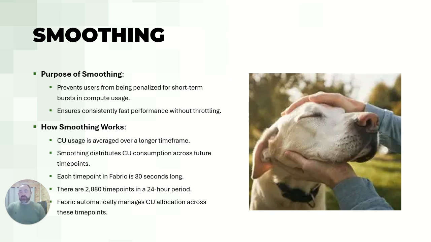So smoothing works by averaging that CU over a longer time frame. So giving you a quick grab, but then borrowing from your future capacity. It distributes the consumption across future time points. And each time point in Fabric is 30 seconds long. There are 2,880 time points in a 24-hour period, and Fabric will automatically manage that CU across these time points.